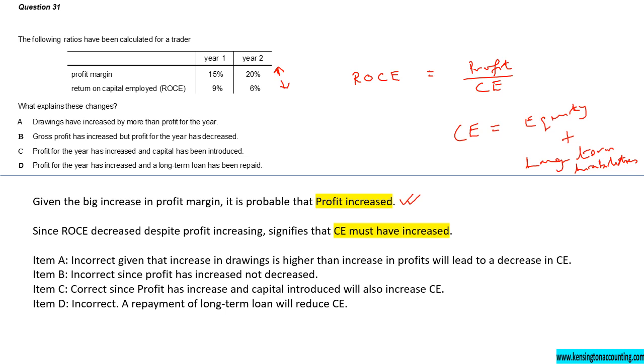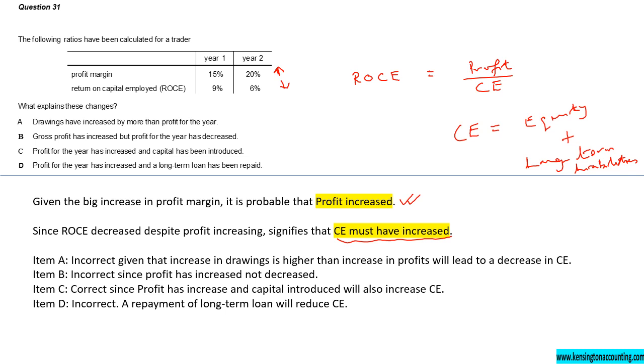Now, the only reason for the decrease or the explanation for a decrease in return on capital employed, despite an increase in profit, would be a significant increase in the capital employed. Therefore, either the equity or the long-term liability must have increased significantly. Therefore, let's look at all the four possible answers.